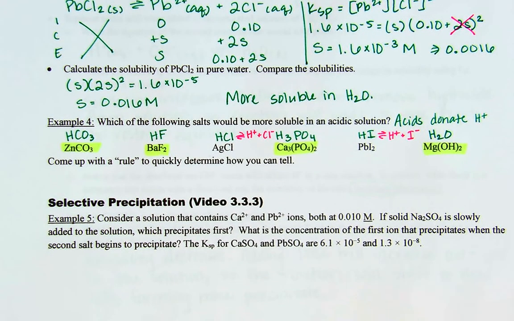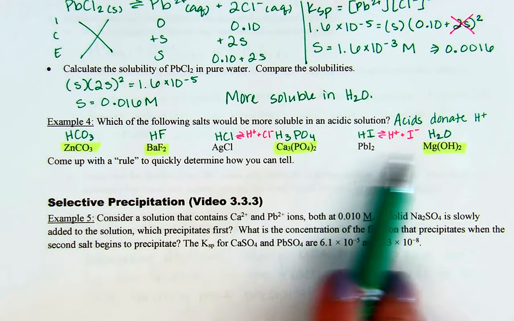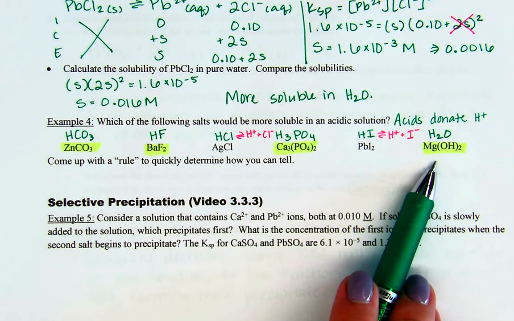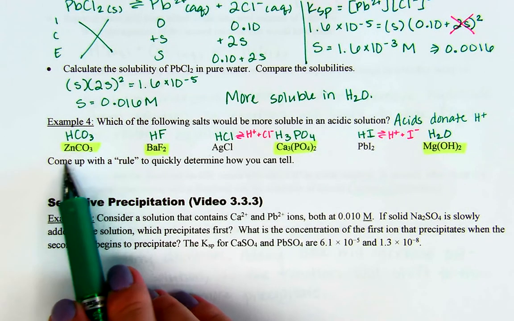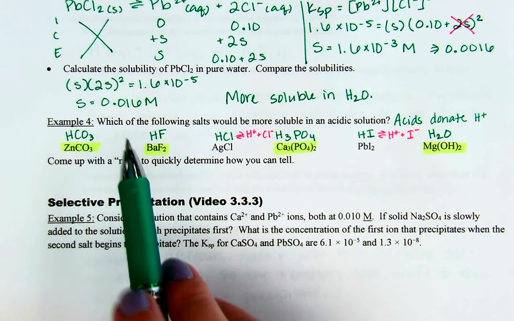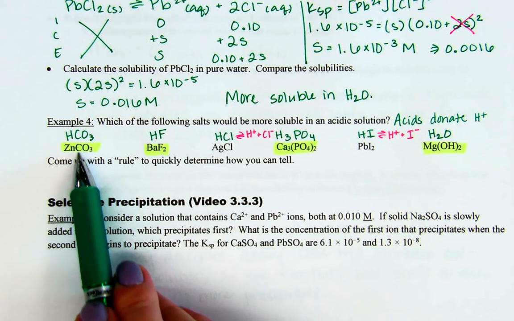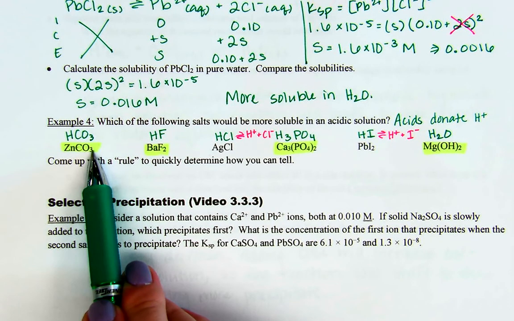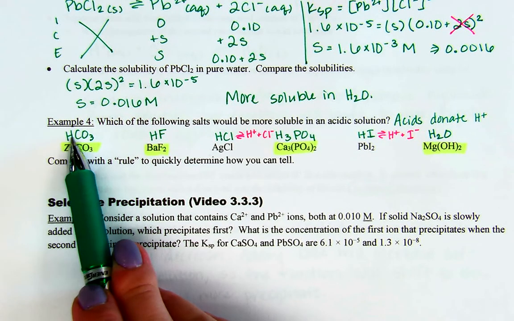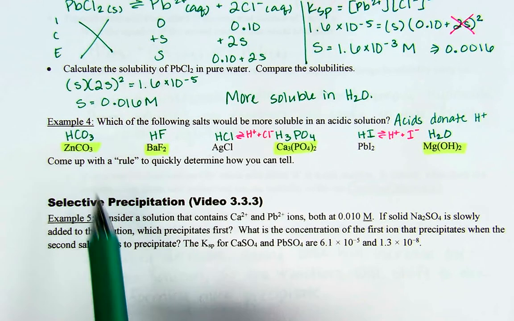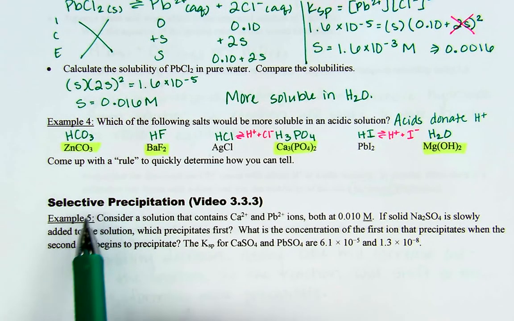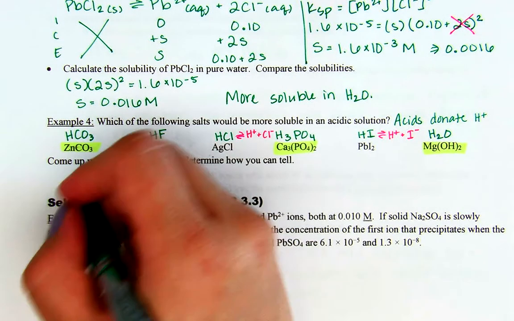So come up with a rule to quickly determine how you could tell. So you could see that all the ones that are highlighted have in common that they're weak acids. Or the salts, rather. So this is a salt. Salt is any positive and negative, right? So the salts with anions, the negative ions, of weak acids, so that means if you put a hydrogen ion with it, it's going to form a weak acid like we saw here. Salts with anions of weak acids are more soluble in an acidic solution.